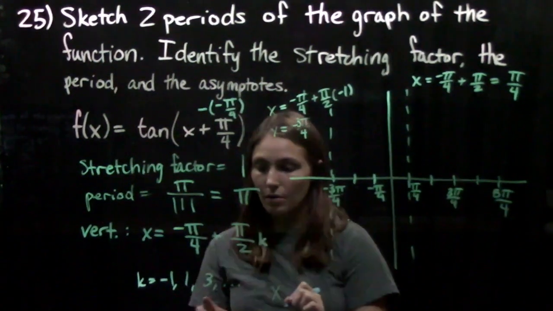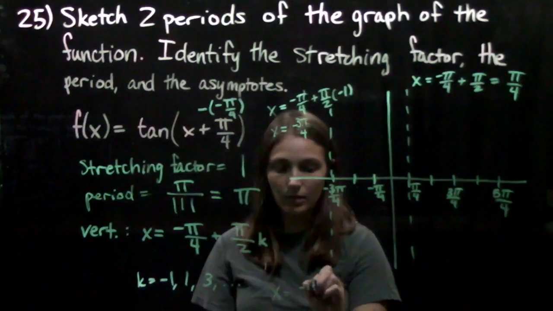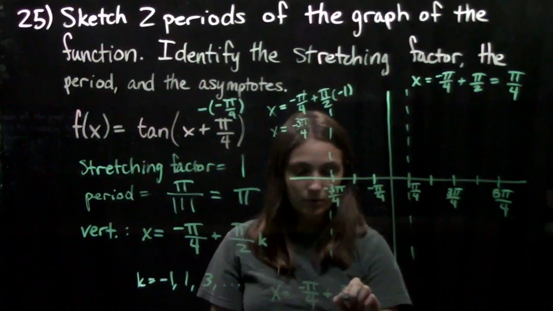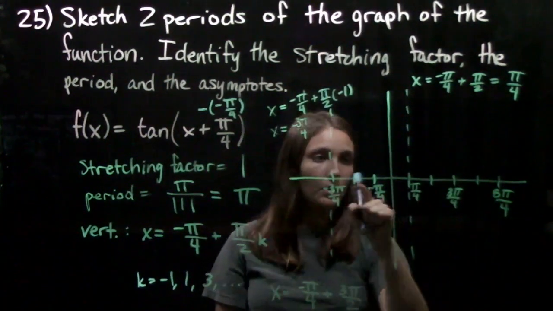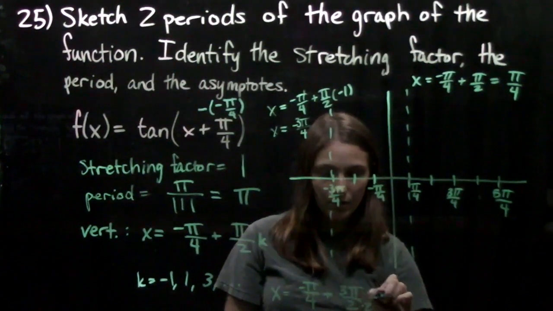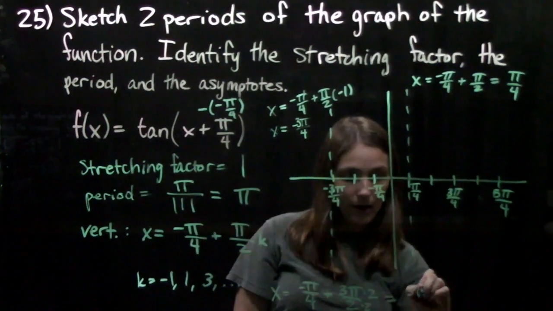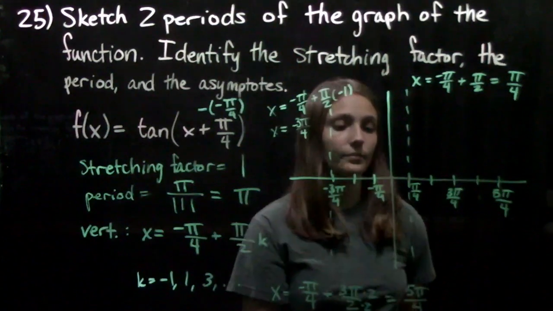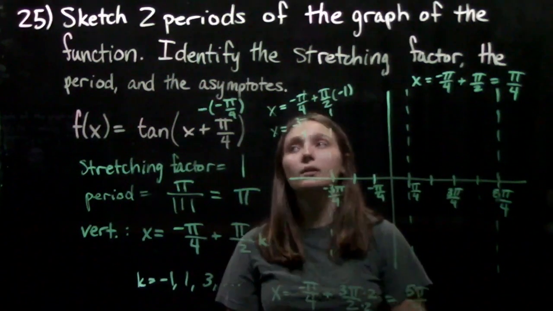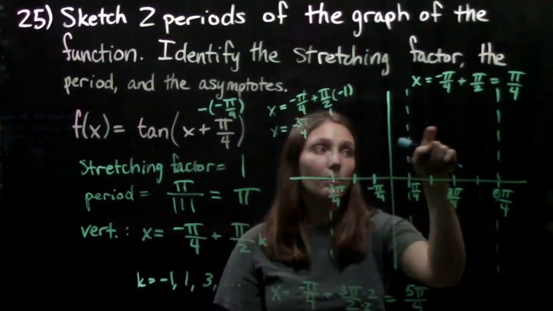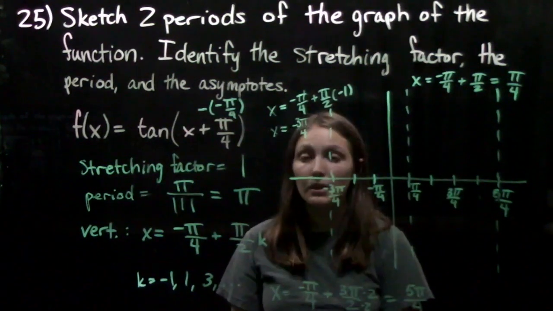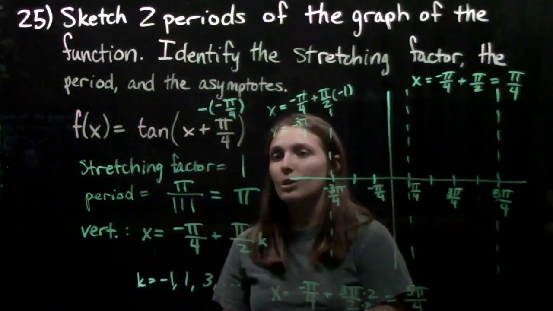Next we're going to plug in 3 for k. We're going to have x equals negative pi over 4 plus 3 pi over 2, and that's going to be at 5 pi over 4. So then we'll have an asymptote here as well. Cool, and it says sketch two periods of the graph of the function. So we have 3 asymptotes here, and we know that our tangent function is going to occur between each vertical asymptote, and we have a stretching factor of 1.